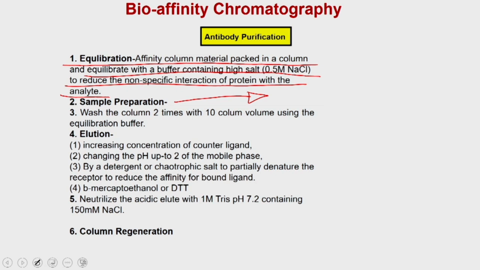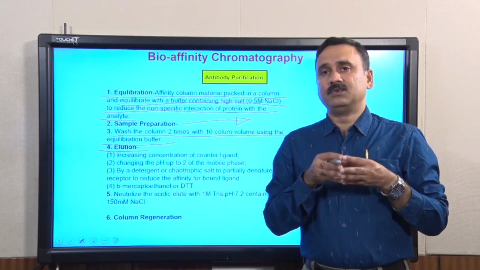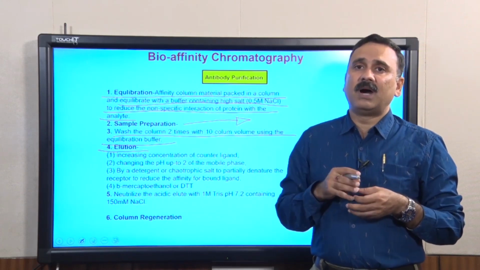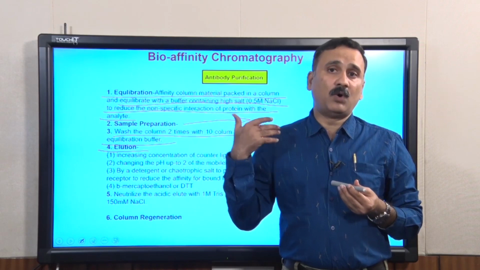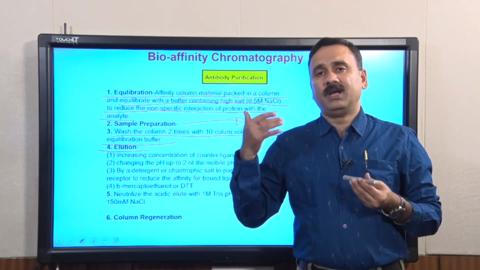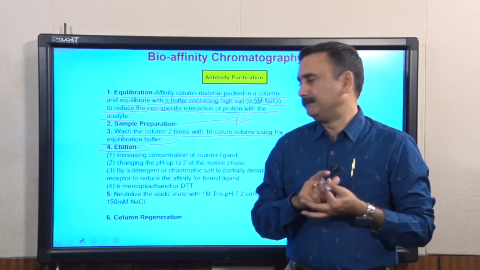Once the sample has been injected into the column, you wash the column 2 times with 10 column volumes using the equilibration buffer. Once the washing is over, that removes the non-specific proteins which are bound to the matrix. Now you have to do the elution, and since we are talking about antigen and antibody interactions, we have a couple of options which we can exploit to elute the antibodies bound to the antigen present on the matrix.